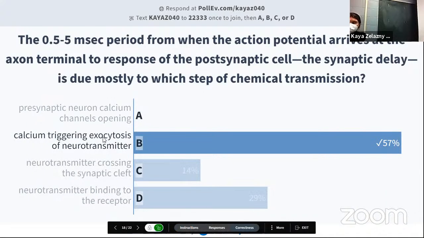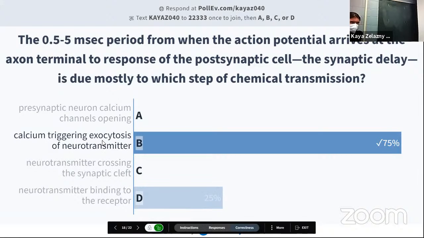Great. So it's about the calcium. Neurotransmitter crossing the synaptic cleft and binding to the receptor doesn't take much time. That synaptic cleft is quite small. So it's about those voltage gated calcium channels.